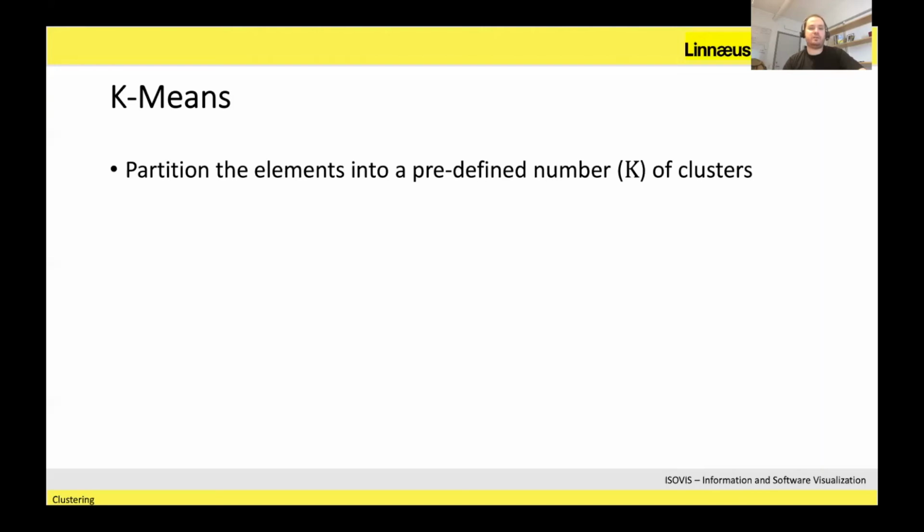Some of them find an optimal number for you, even though finding the optimal number is a completely different optimization process that can also have its own problems. But some of them do. And some of them will basically generate every possible clustering between 1 and n, and then you can choose which one you want, right? But in this case, K-means partitions the elements into a predefined number of clusters. So that's why it's called K-means, because it's a K number of clusters.